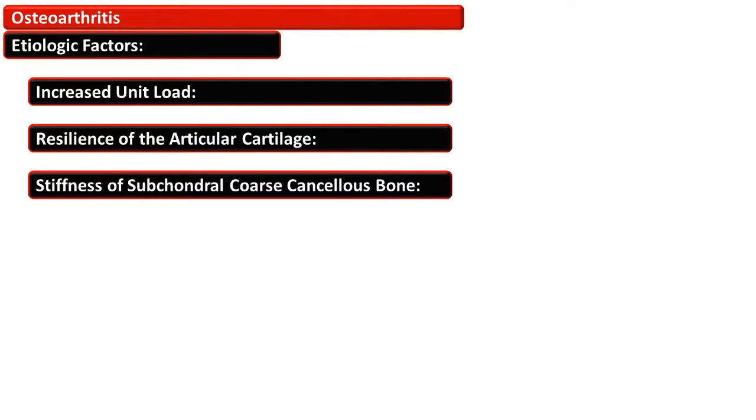Resilience of the articular cartilage: as we know, there is a large quantity of water within the articular cartilage, and it normally has a swelling pressure of at least 3 atmospheres. Disruption or disturbance of the water content leads to decreased resilience. Then stiffness of the subchondral coarse cancellous bone, as happens in Paget disease, will result in increased unit load in the cartilage and result in osteoarthritis.